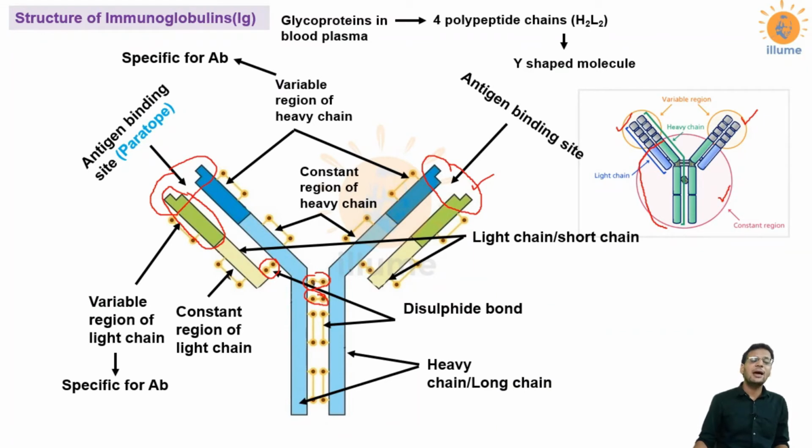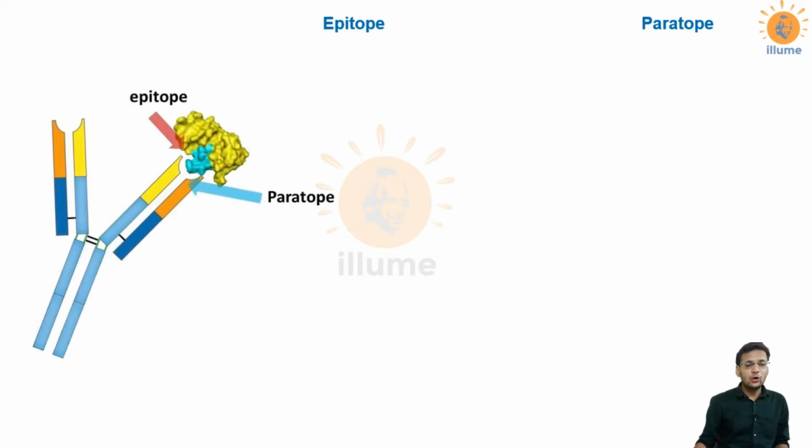So what is a paratope? A paratope is actually the antigen binding site, the site on the antibody where an antigen attaches to the antibody. I'll take two words here, epitope and paratope. Listen to this carefully. See this figure. This is an antigen.